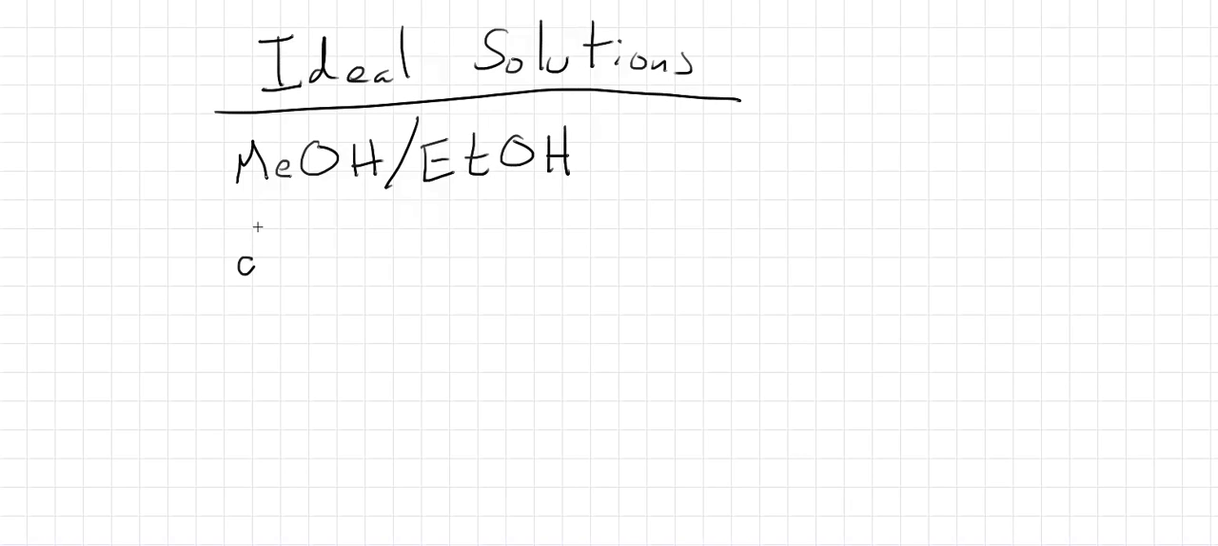What about decane and nonane? So you've got a 9-carbon and a 10-carbon hydrocarbon that are both linear. Okay, same size. They're both long molecules. They're both held together by London forces as the intermolecular forces. So yeah, that would be an ideal solution.